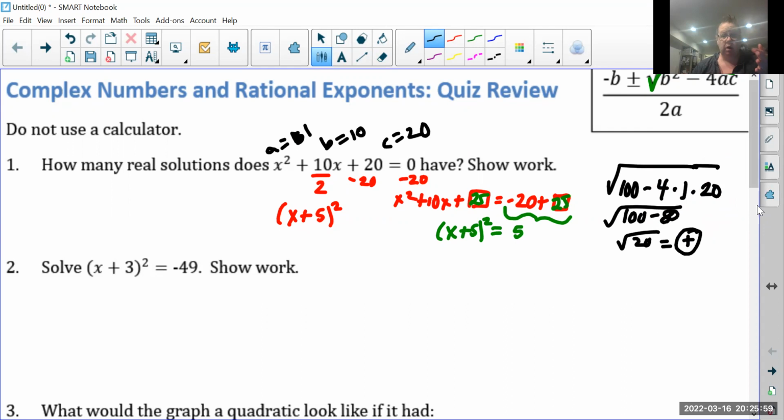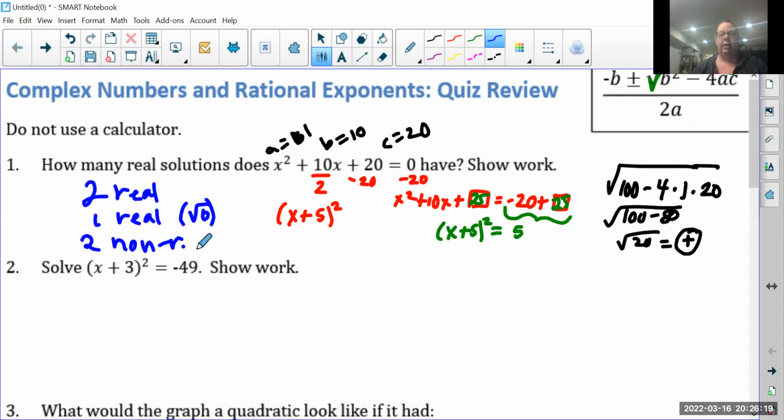If it equaled 0, that's when we would have one real solution. And if it equaled a negative, then we would have two non-real solutions. So remember, those are the three options you have. You have two real, one real, and that only happens when we have the square root of 0. And then two non-real. And that happens when our square root equals a negative or has a negative underneath it. Both of them mean the same thing, that both of them are not possible for real solutions. So those are the three options.